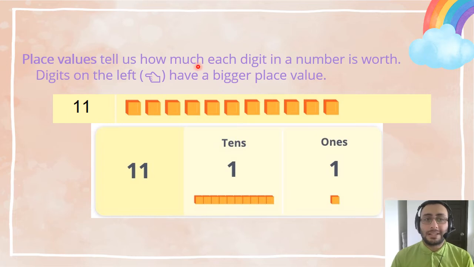Place values tell us how much each digit in a number is worth. For example, look at the number 11. It has two digits, 1 and 1. It's the same digit, but 1 is in ones and 1 is in tens. They are different. See, the 1 in ones is only 1, but the 1 in tens is 10, right? So place value helps us know how much each digit is worth.